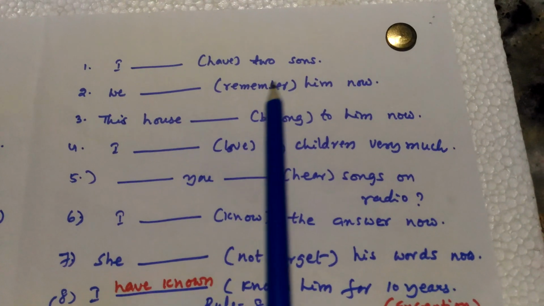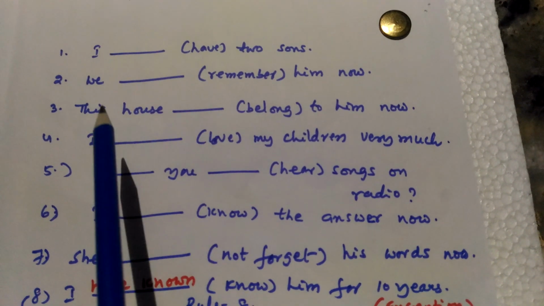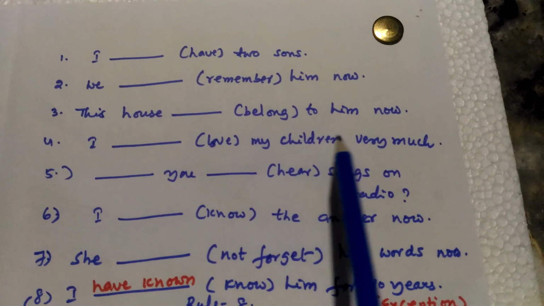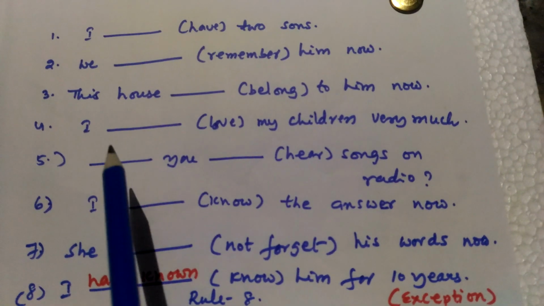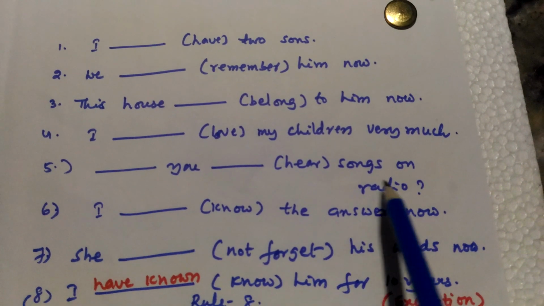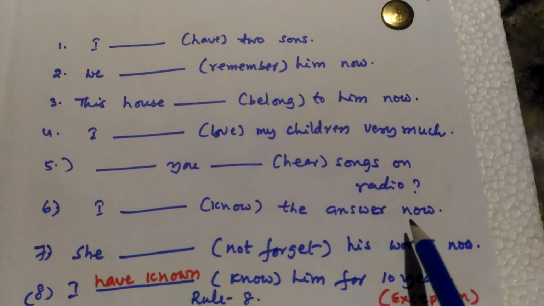I have 2 sons. Here it is a possessive verb. We remember him now. This house belongs to him now. I love my children very much. Do you hear the songs on radio? I know the answer now.